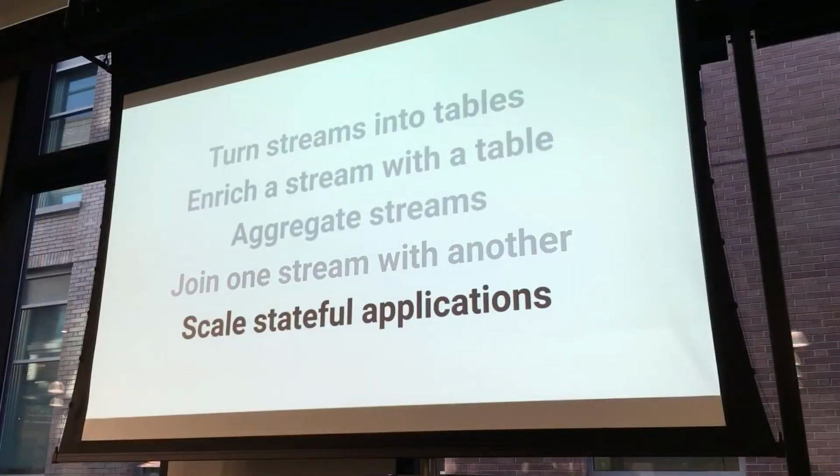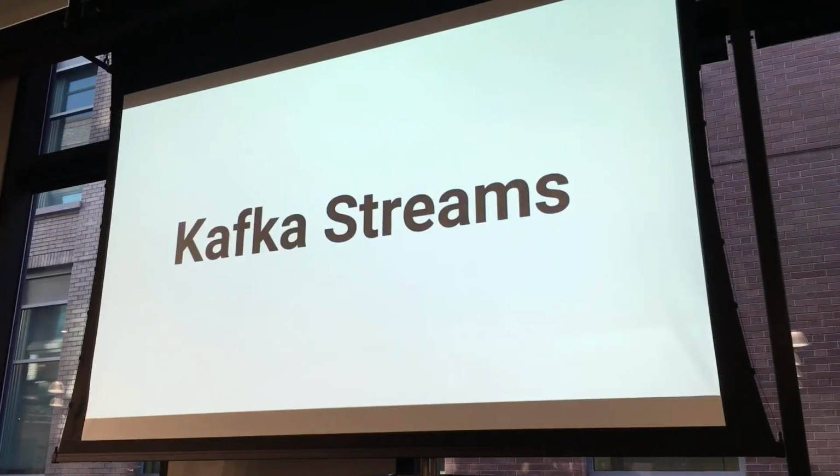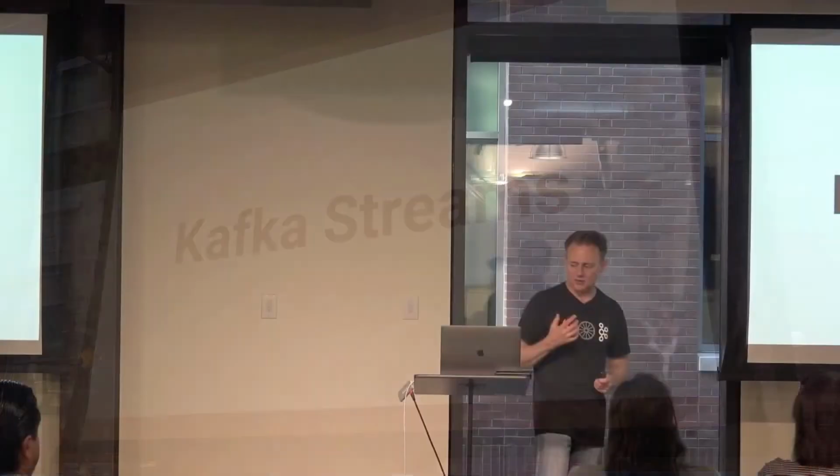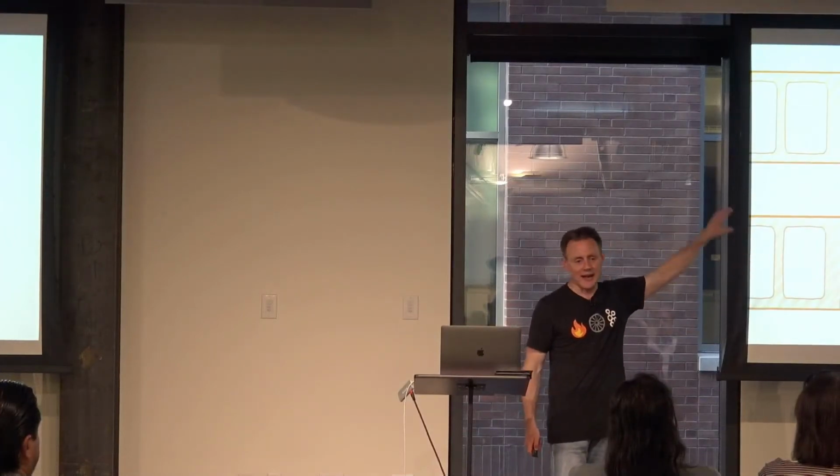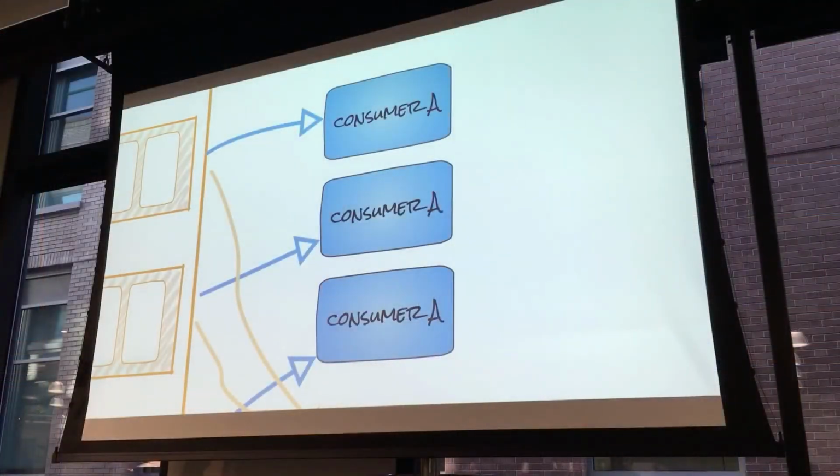Stream joins, all these are stateful things. We have to scale them. That's inconvenient. Well, all of this is what Kafka Streams does. So Kafka Streams is a Java API that takes those consumers and adds all of this functionality. It's a framework to add all this functionality into those consumers.